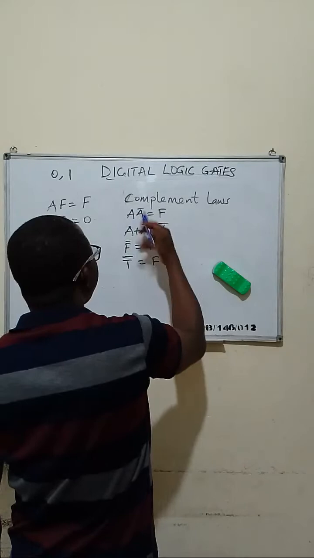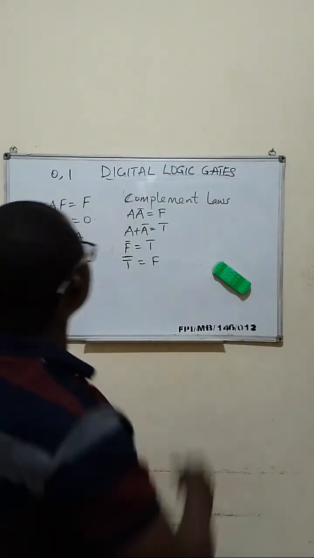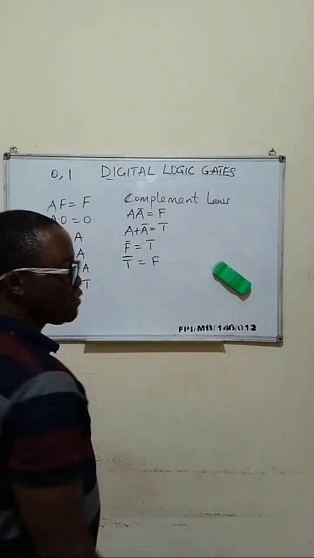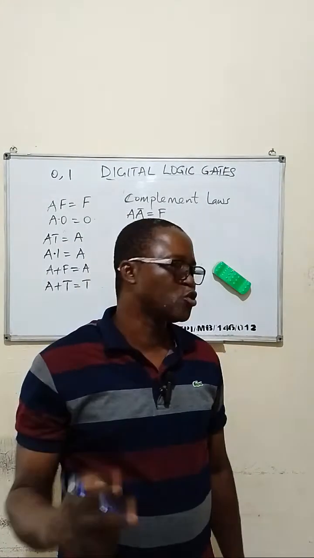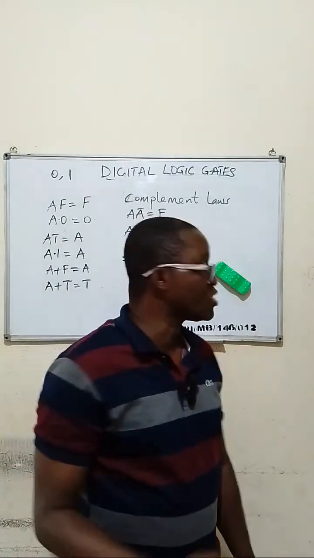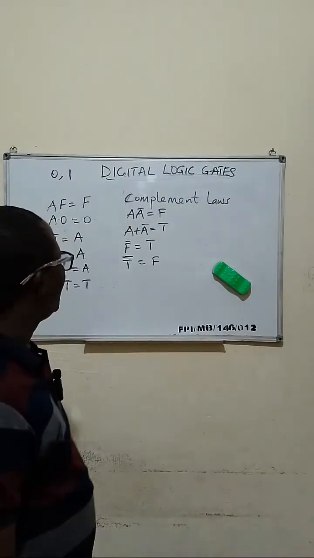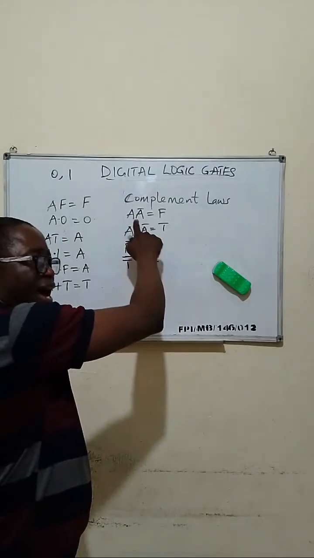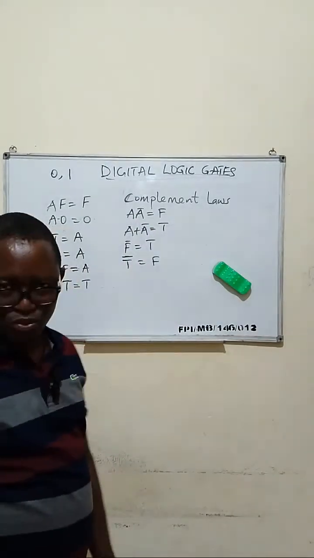Here we have A dot A bar. A and A bar is always false, it's always 0. Because if A is 0, A bar will be 1. If you send the two of them into an AND gate, then the answer is going to be 0. And if A is 1, A bar will be 0. If you send a high and a low into the same AND gate, the output will be 0.